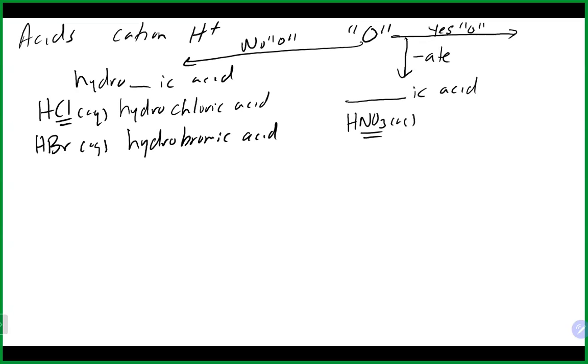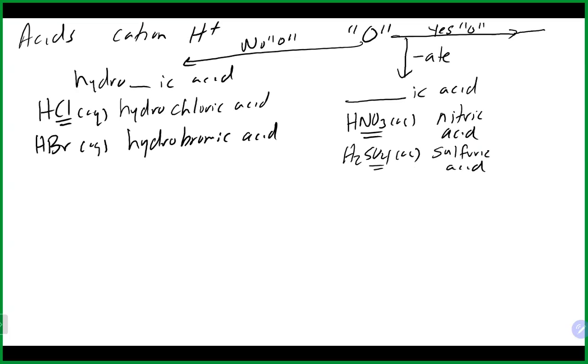NO3 is nitrate, as we just talked about. So this would be nitric acid. No hydro there. H2SO4. I need 2 hydrogens because sulfate is -2 to balance out the charge. And because that's really sulfate here, that is going to be sulfuric acid.